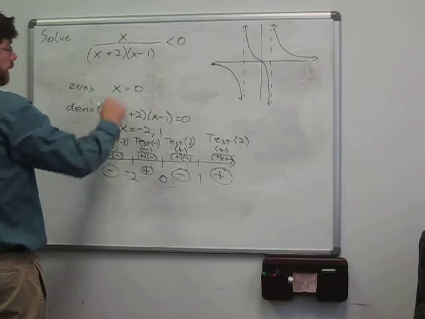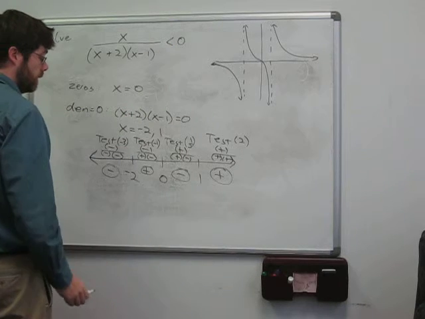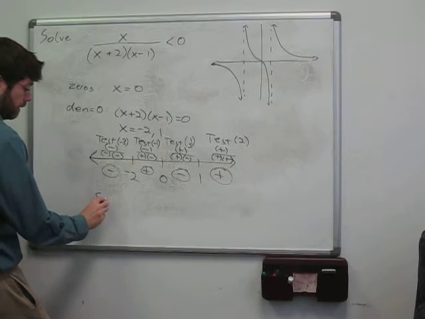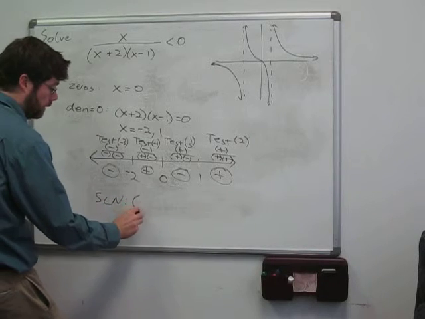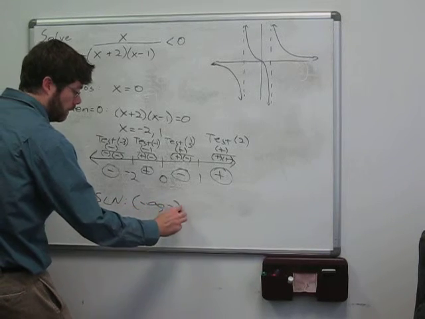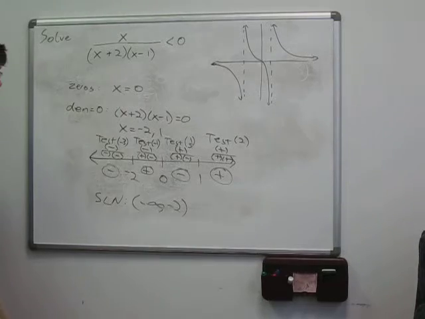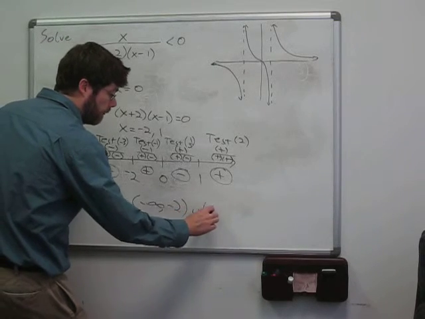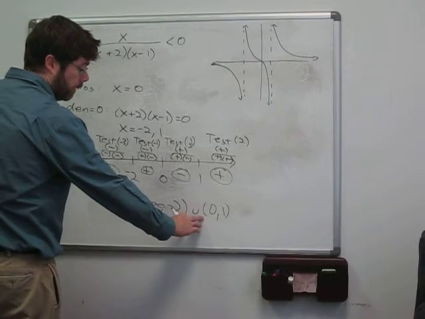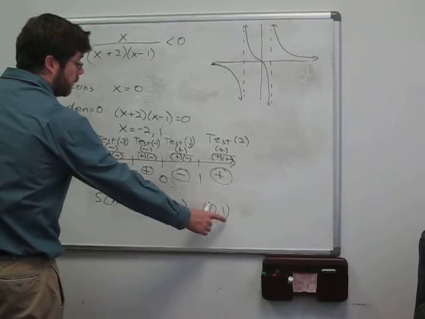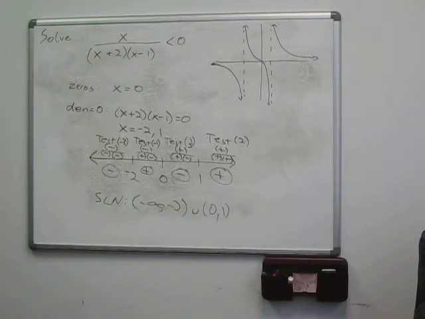We want to know where our rational expression is strictly less than 0. So the solution, according to our number line, is negative infinity to negative 2, union 0 to 1. We use parentheses at our endpoints because we're solving a strict inequality.